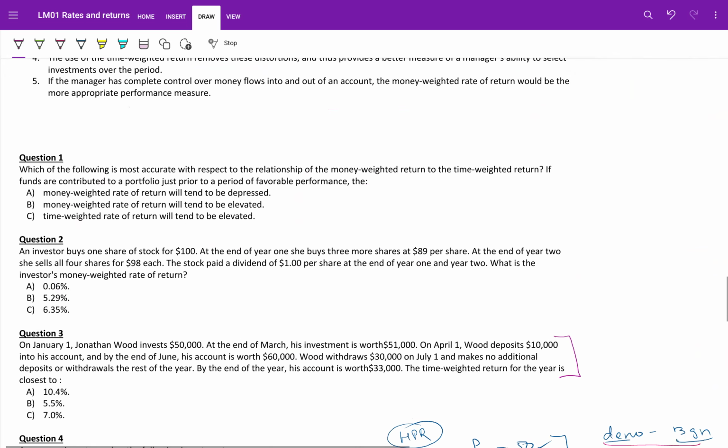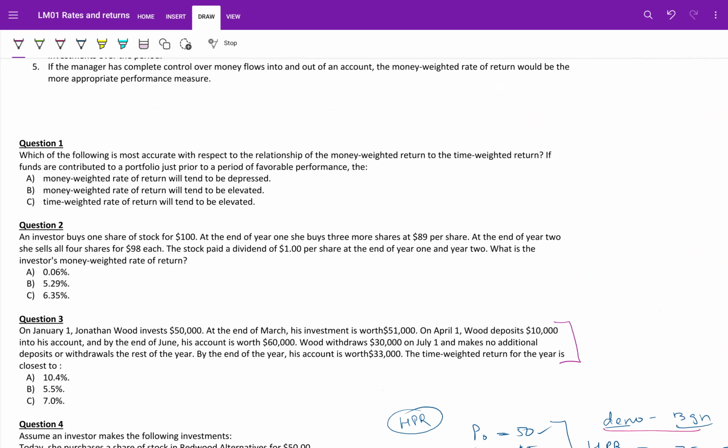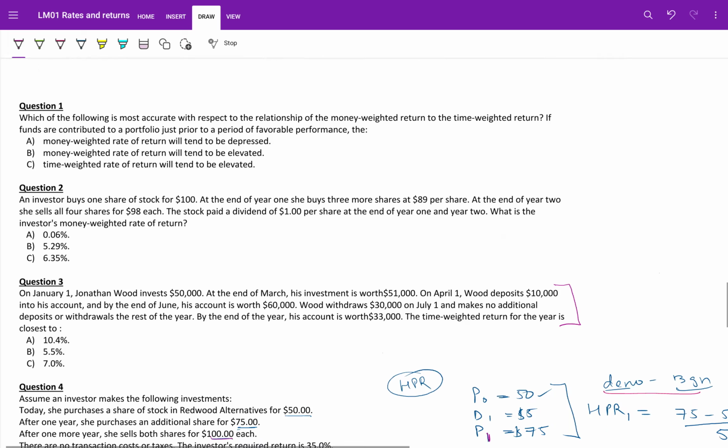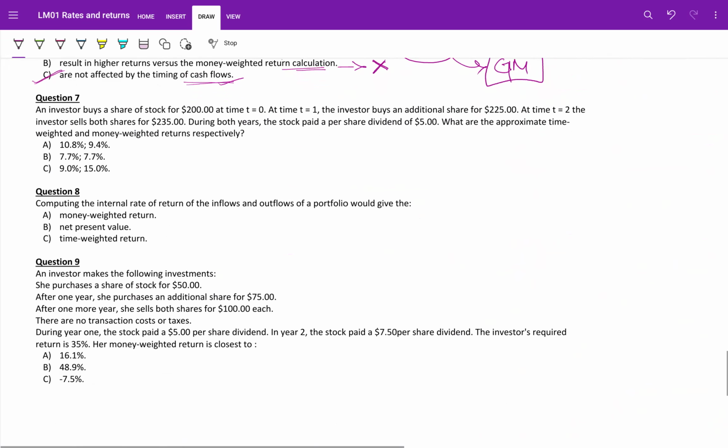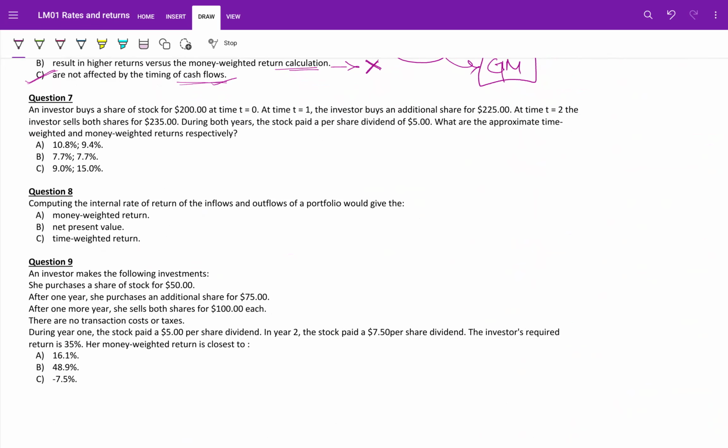I hope you understand the difference between the time weighted and the money weighted rate of return now. So let's go to question number seven. The question number seven is that in which an investor buys a stock worth $200 at time zero. At time one, the investor buys an additional share of $225.